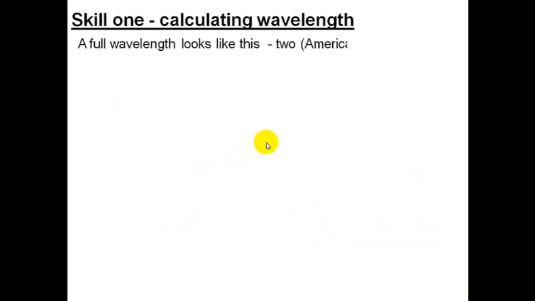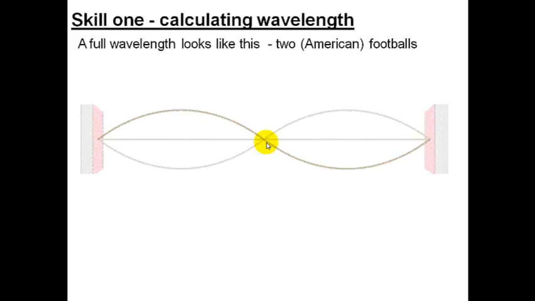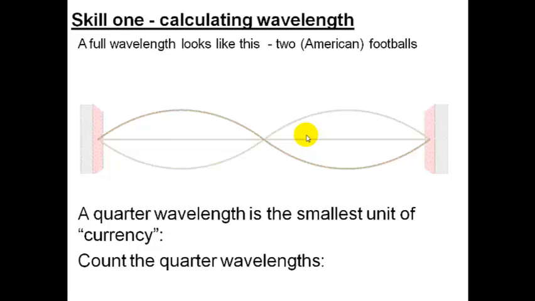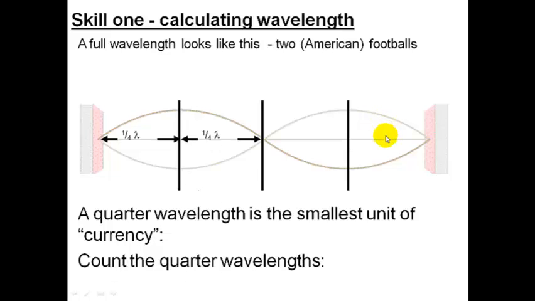Okay, how do we calculate the wavelength? This is like looking at American footballs. There's one and there's two. What you basically do is divide each wave that you see into quarter wavelengths as the smallest unit, and then it becomes very easy to count quarter wavelengths. There's 1/4, 2, 3. So we have 1, 2, 3, 4 quarters, which is one complete wavelength.